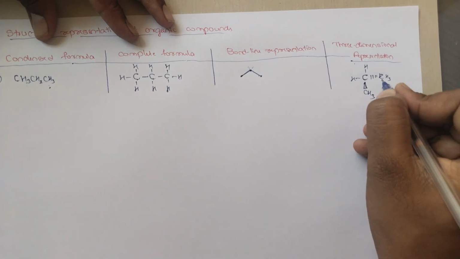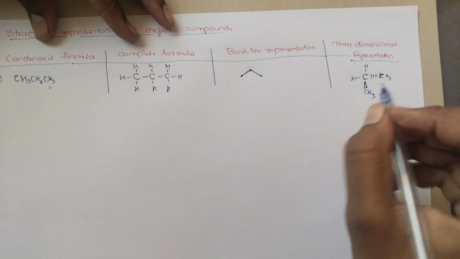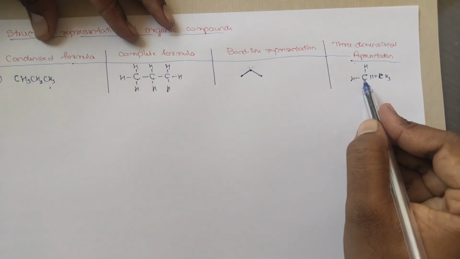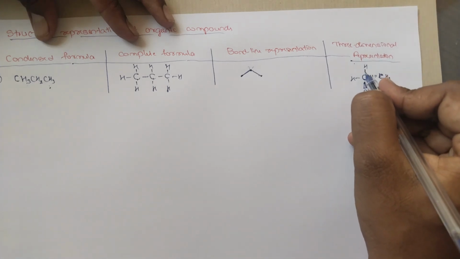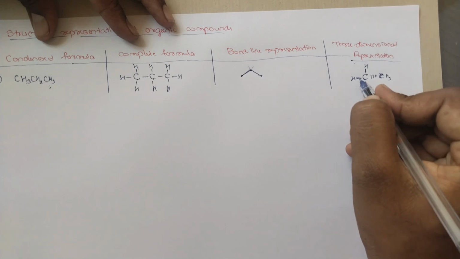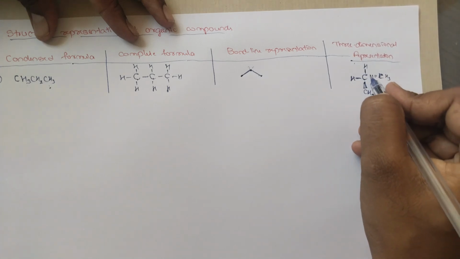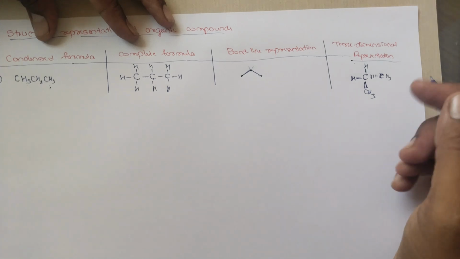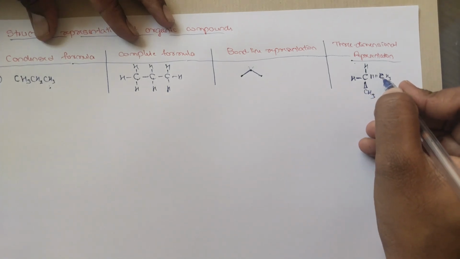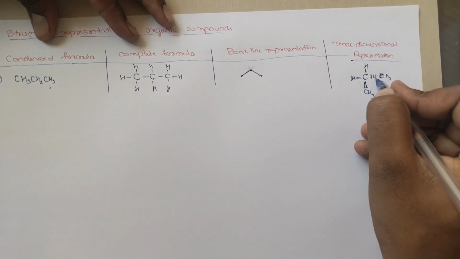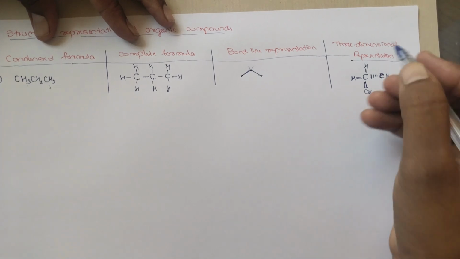CH3. So this is also propane. The meaning of this is that this carbon is in the plane, and the bonds show that these two hydrogens are in the plane. This dashed wedge shows that this methyl group is below the plane, away from them.